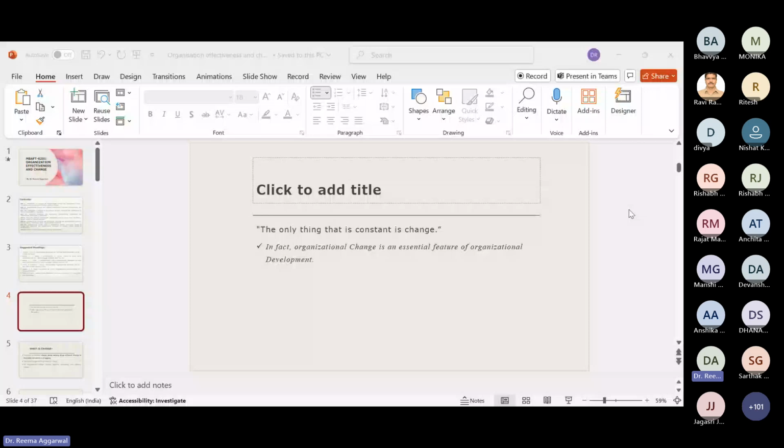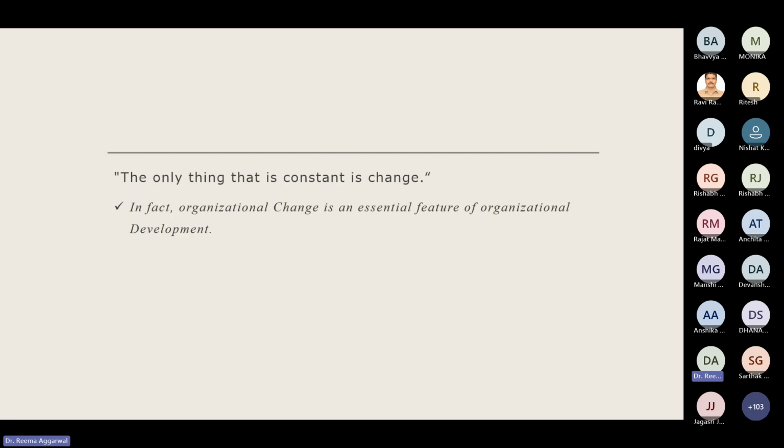Change is basically inevitable. It is part of our life. It remains constant. So when you go from school to college, there is a change. When you go from college to a job, there is a change. If you take promotions in your job, there is a change, right? In your personal life, when you get married, there is a change. When you start a family, again there is a change. So change is constant for an individual.